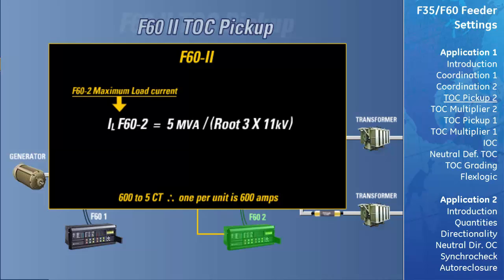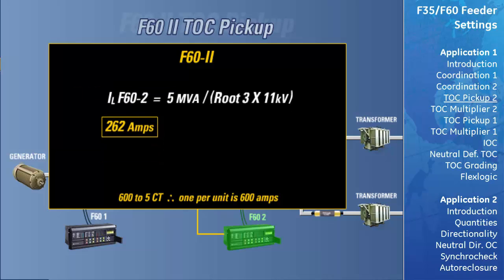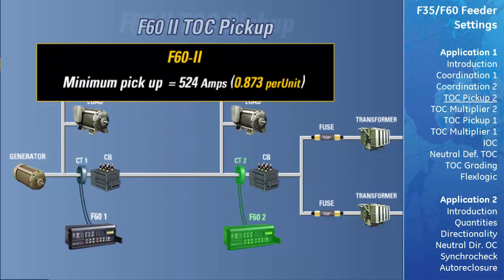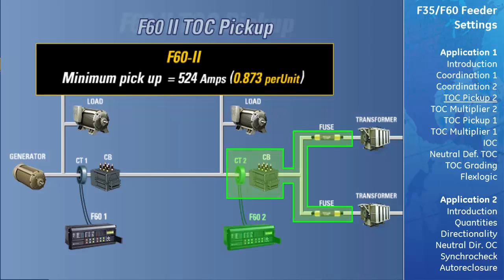Now we're going to calculate F60 II's maximum load current. 5 MVA divided by root 3 times 11 kilovolts equals 262 amps. From this calculation, we can see that the maximum load current is 262 amps. By convention, the minimum pickup for the time overcurrent setting should be set to twice the maximum load current, or in this case, 524 amps, which is 0.873 per unit. This pickup level is then checked to see if it is lower than fault currents at both the beginning and end of the zone of protection.